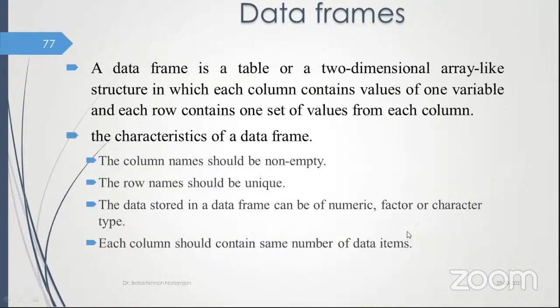A simple definition: a data frame is a table. It consists of an array-like structure, where each column is a variable and each row represents a set of values. The characteristics are that column names and row names must be unique. Data stored in the data frame can be numeric, factor, or string. Each column represents a set of data, and it must be of the same length.